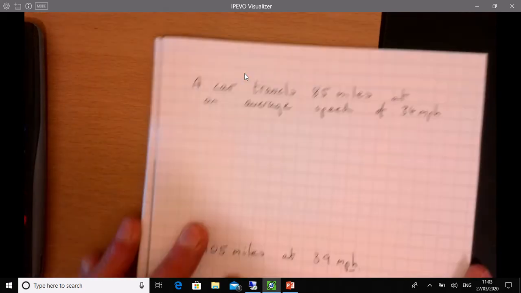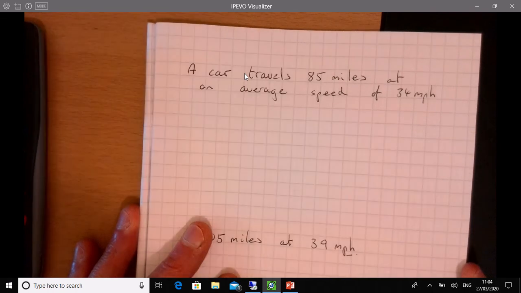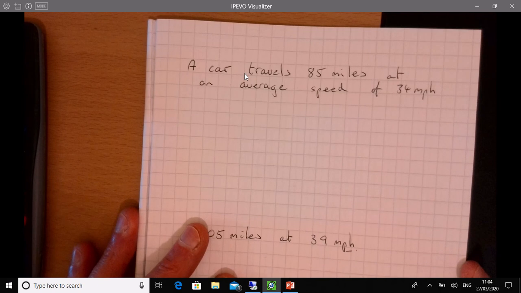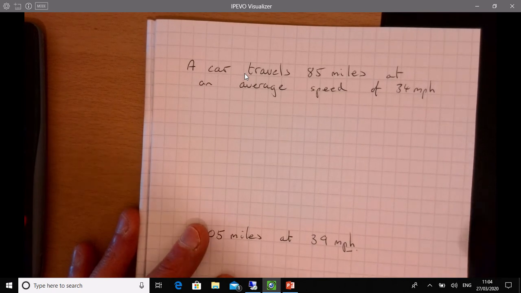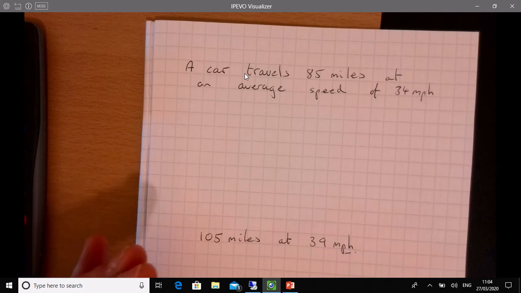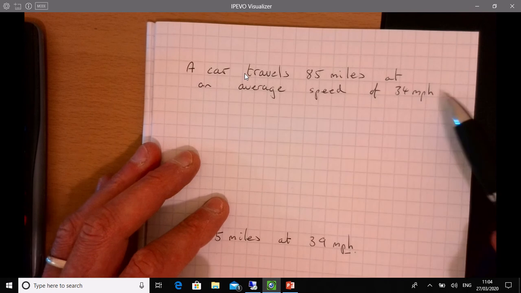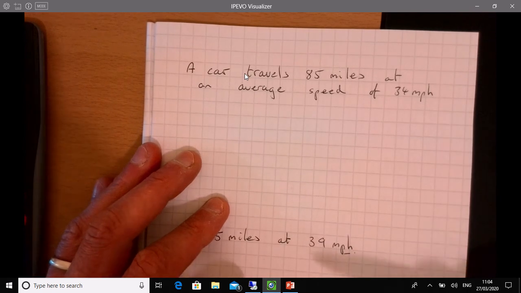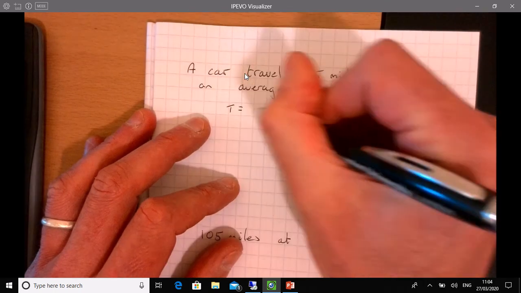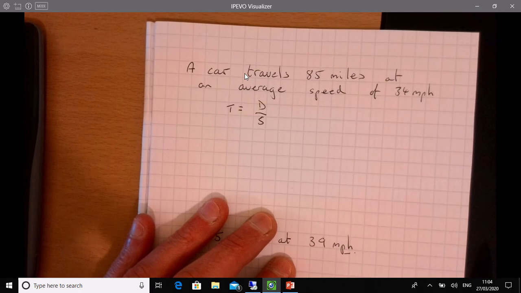Right, just a couple more quick ones. A car travels 85 miles at an average speed of 34 miles per hour. Again, I've deliberately left the question off because I want you to look at that and think, what do I need to find out? I've got the distance, I've got the speed, I want to know the time. Remember, this is more about training to do the more complex questions. Remember, time is equal to distance over speed.